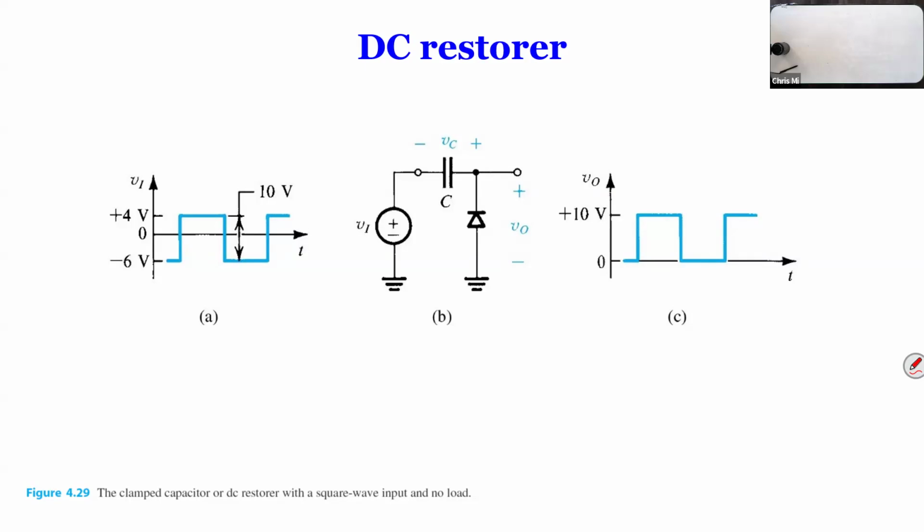So how does it work? Let's look at the middle circuit. When VI is positive, what's going to happen?